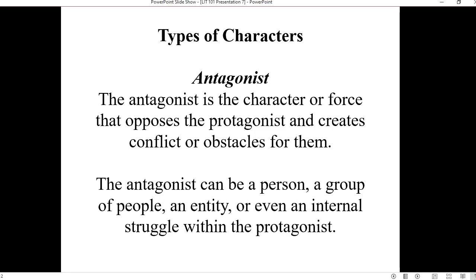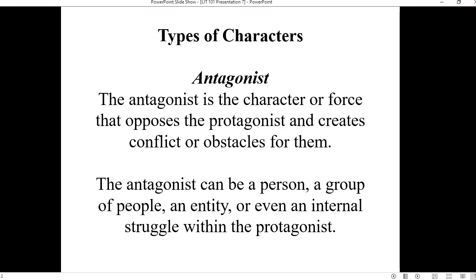So we have to look at another type of character. And in this case, we have the antagonist. That is someone who is in opposition to the protagonist. The protagonist is the main character, the one who is trying to solve one problem or the other in a story. So in the opposite direction, we have the antagonist, who is a force that opposes the character of the protagonist. He is the one creating conflict and obstacles for the protagonist. While the protagonist is trying to solve a problem, the antagonist is trying to create a problem.